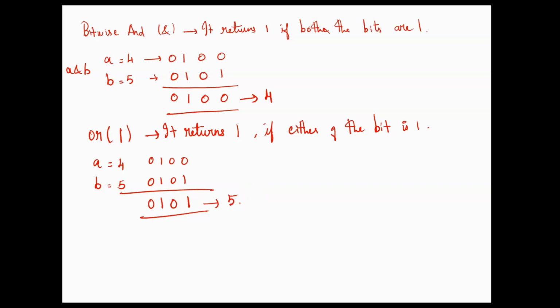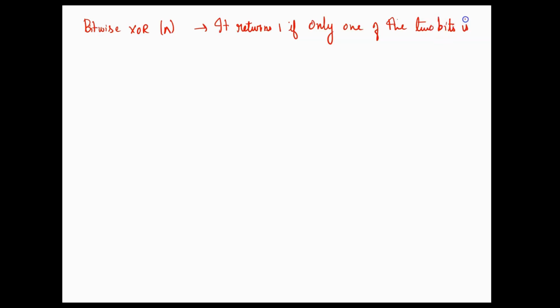Hope you all understand. Next one is bitwise XOR. So let us see bitwise XOR, the third type. It is denoted by this symbol. It returns 1 if only one of the two bits is 1.